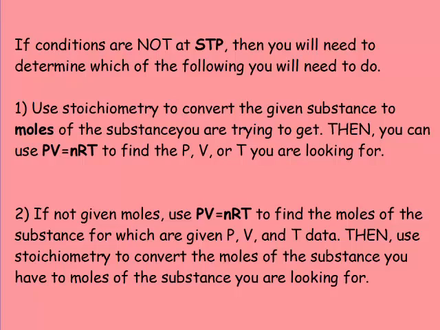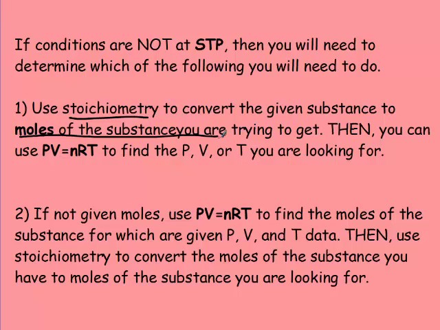If conditions are not at STP, then we're going to need to determine which of the following we need to do. We're either going to start with stoichiometry to convert the given substance to moles of the substance we're trying to get our answer in pressure, volume, or temperature. So if they give you a mass or moles and they say, well, how much volume is this other substance in, we're going to do stoich and then PIVNERT.